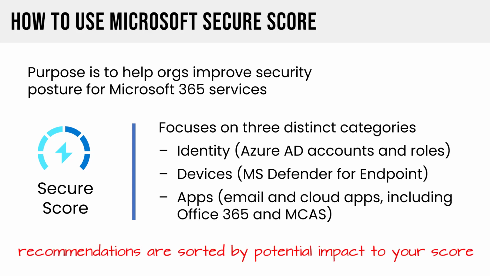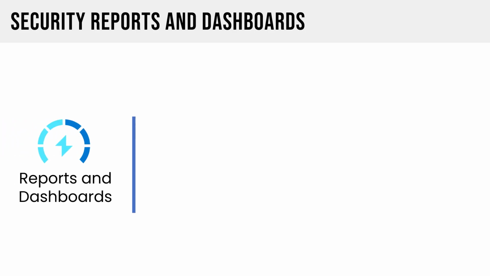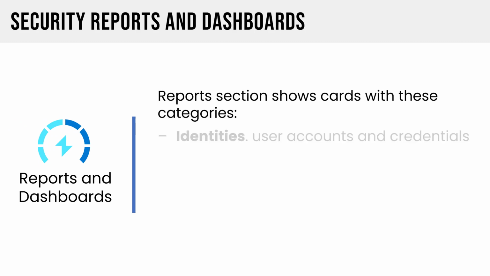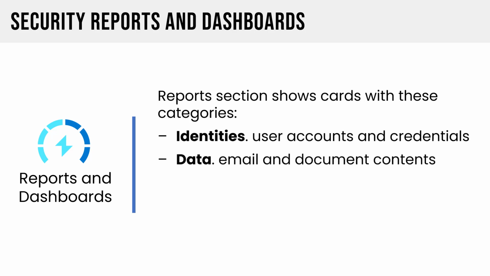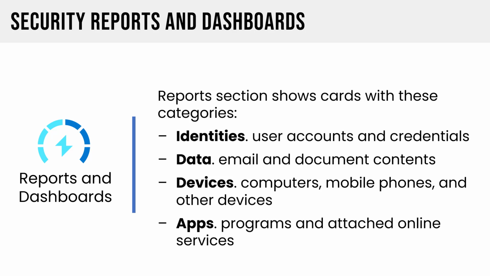And the recommendations are sorted by potential impact to your score, much like Azure Secure Score, but this is Microsoft Secure Score. We'll also take a look at security reports and dashboards in Microsoft Security Center, and you'll see multiple categories, each with their own card. You'll see identity, which again are your Azure AD user accounts and credentials, a data category for email and document contents, devices, which is really endpoint focused, be that your Windows endpoints or your mobile devices, and then apps, your programs and attached online services.